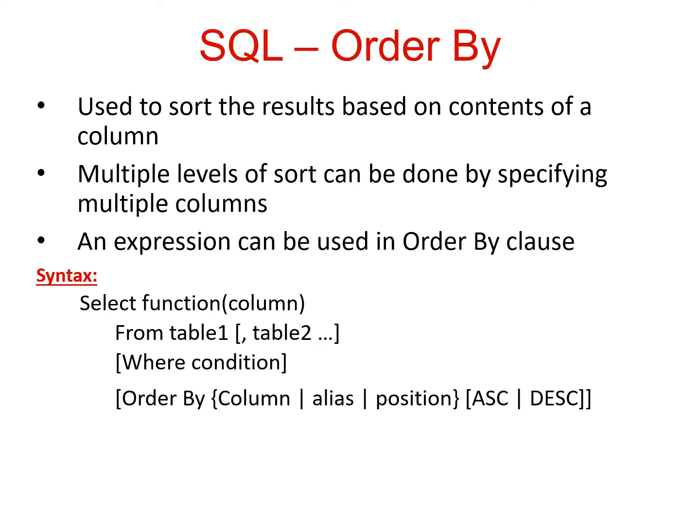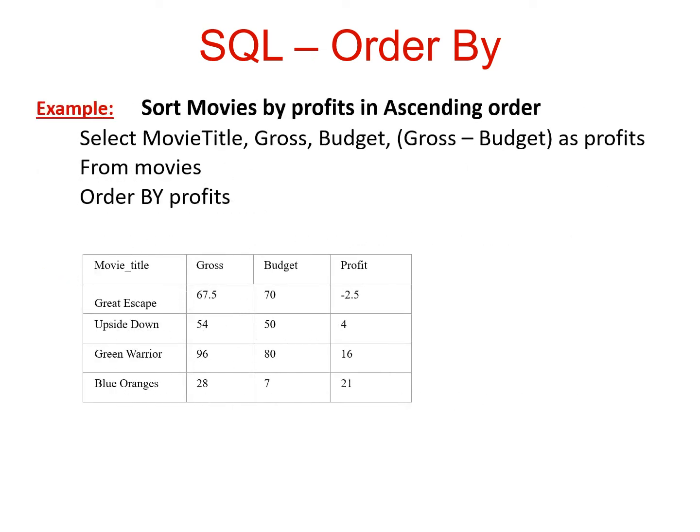Here I mention the syntax. SELECT function name, column name FROM table name, table 1, table 2 WHERE condition ORDER BY column name, alias, position, according to your data, ascending and descending. This syntax is used to order data. Here I am showing the SQL Server ORDER BY example. Please see the syntax and charts.